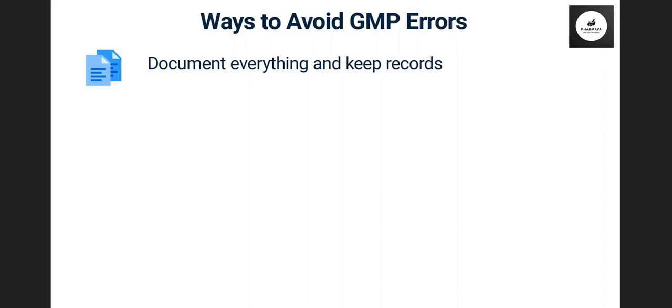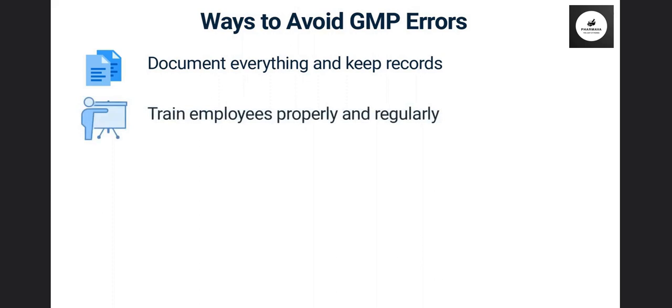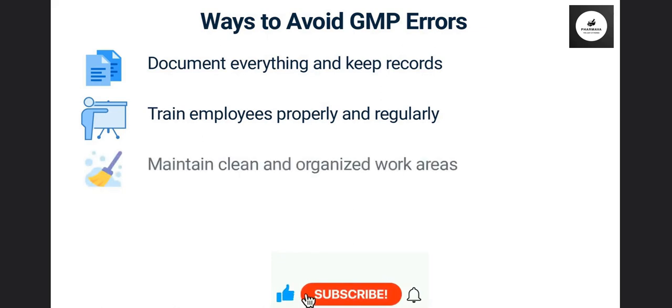Train employees properly and regularly. Proper training is critical for ensuring that employees understand GMP regulations and how to comply with them. Training should be ongoing and cover all aspects of GMP, from basic hygiene and sanitation practices to more complex topics like quality control and record keeping.